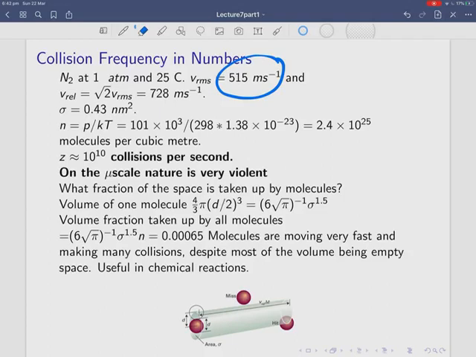The cross-section of the nitrogen molecule is 0.43 nanometers squared, which you can measure via various methods. Actually, measuring the viscosity is one of those.